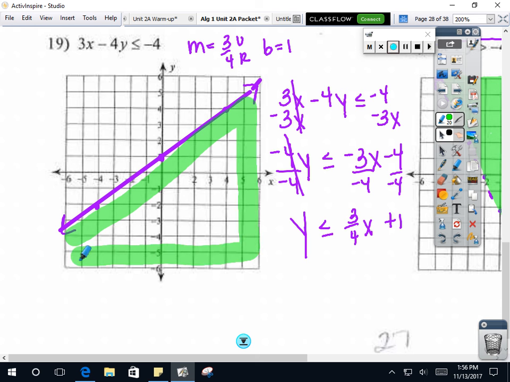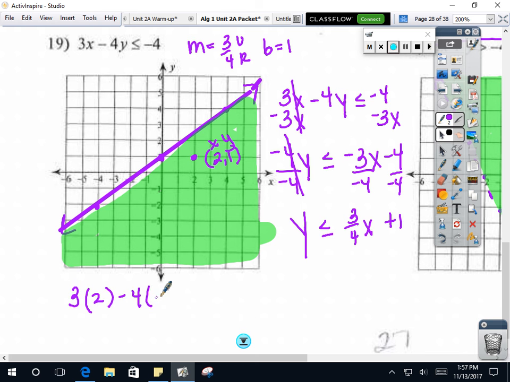Okay, I want you to stop shading for a minute, and I want you to look up and pick a point in the shaded area. 2, 1, I heard that first. We'll go with that. 2, 1. Okay, 2 is your x value, 1 is your y value. I'm going to plug that in. So 3 times x, and our x is 2, minus 4 times y, our y is 1, is less than or equal to negative 4. 6 minus 4 is 2. Is 2 less than or equal to negative 4? 2 is less than a negative number?